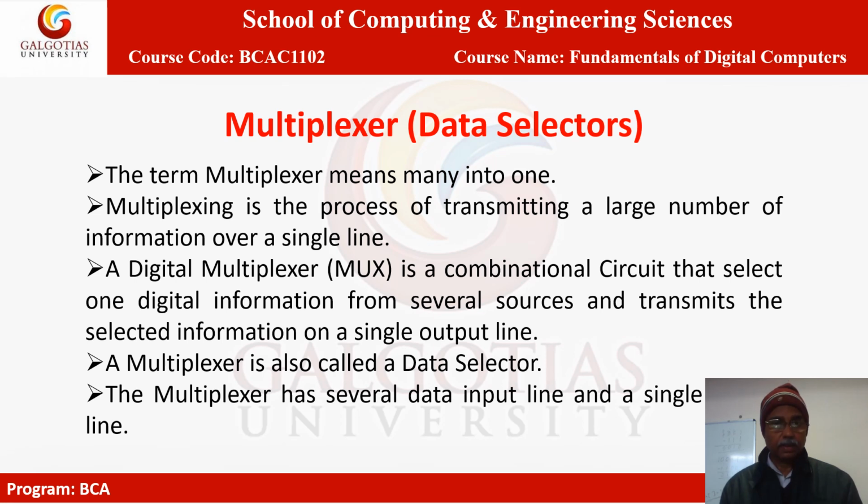So once again, multiplexer means many to one. Multiplexing is the process of transmitting a large amount of information over a single line, and a digital multiplexer is a combinational circuit that selects one digital information from several sources and transmits the selected information on a single output line. A multiplexer is also called a data selector. The multiplexer has several data input lines and a single output line.